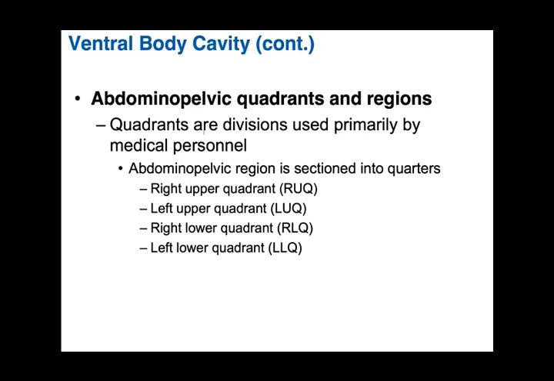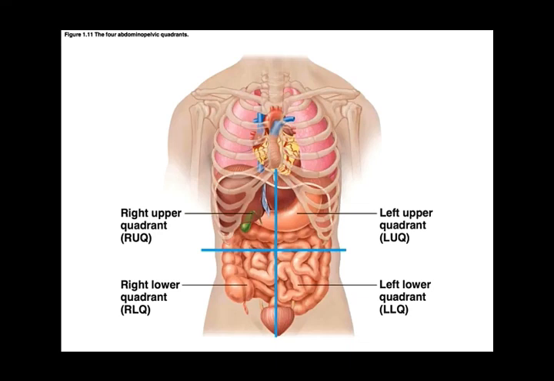The quadrants, as you might have studied in math also, are the divisions used primarily by medical personnel. The abdominopelvic region of our human body is sectioned into quadrants, because it is termed four quadrants, always having four directions and four divisions. So the abdominopelvic cavity of our human body is divided into four sections, or quadrants, which are generally termed the right upper quadrant, left upper quadrant, right lower quadrant, and left lower quadrant. You will see it in the diagram.